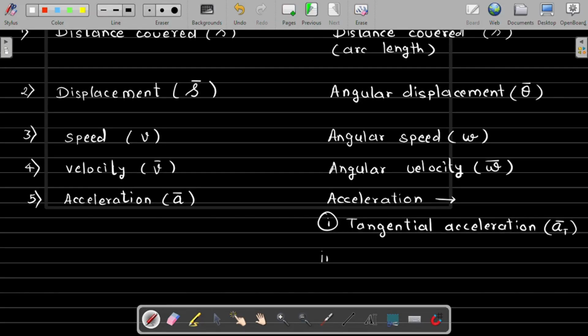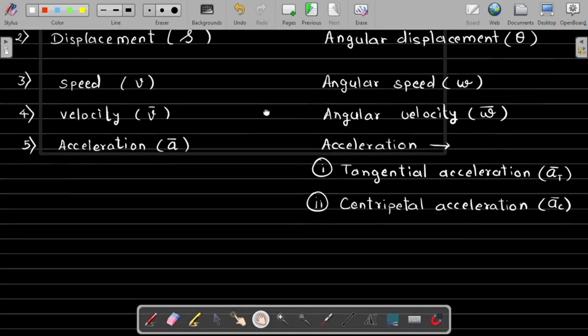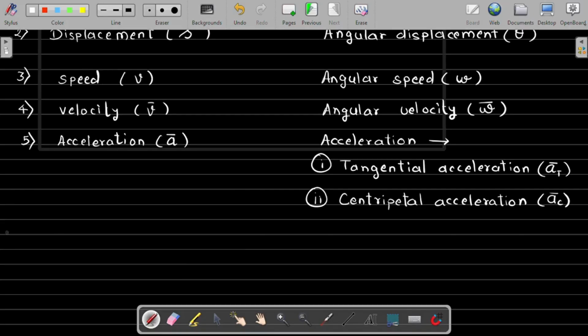And the second one, which is a very known thing, is radial or centripetal acceleration, which we denoted by AC bar. Now here, in case of linear motion, the next physical quantity is force, which is denoted by F bar. And here it is torque, which is denoted by tau bar.